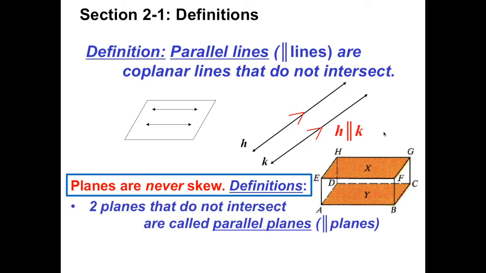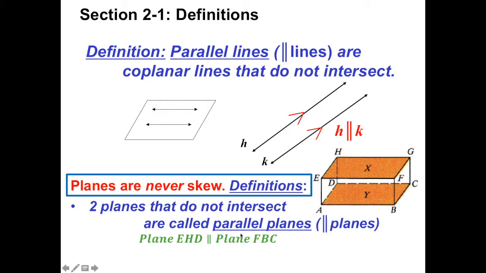Here's another definition: two planes that do not intersect are called parallel planes. This can be indicated by using the same is-parallel-to symbol. I already talked about plane X parallel to plane Y. If this were a right prism, then we could conclude that plane EHD is parallel to plane FBC, for instance. These two lateral surfaces of this prism are parallel to one another. So we have two parallel planes here.